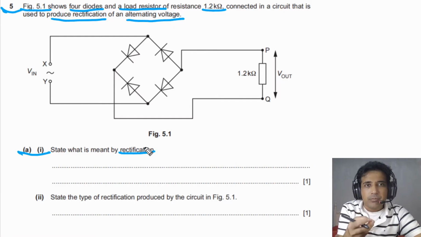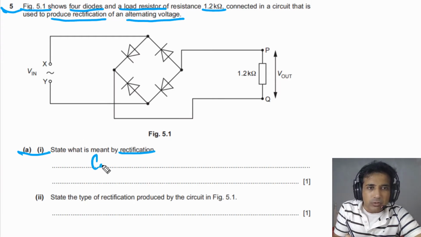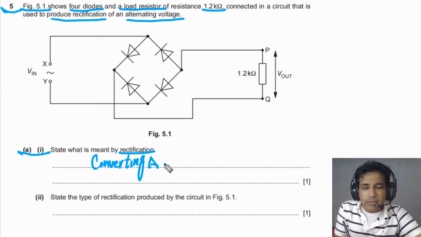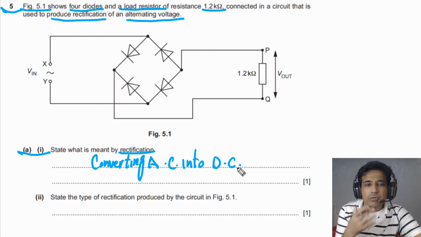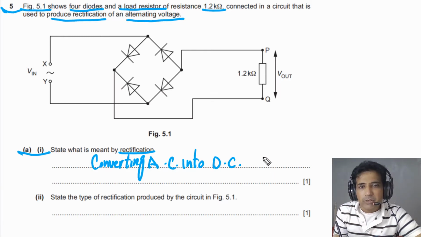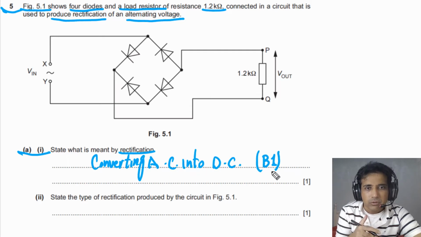Rectification simply is a process. With the help of this process, we can convert AC into DC. So simply we can say converting AC into DC is called rectification. This is how you can simply state what is meant by rectification. And this question has 1 mark, that is B mark. If you simply write down converting AC into DC is called rectification, you will get 1 mark.